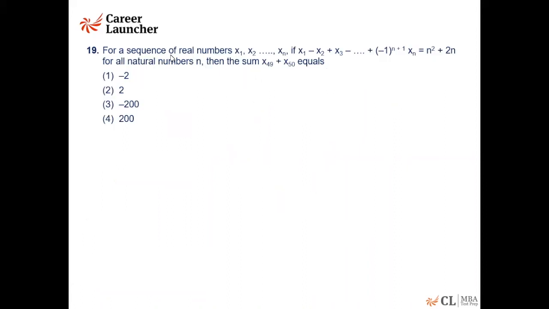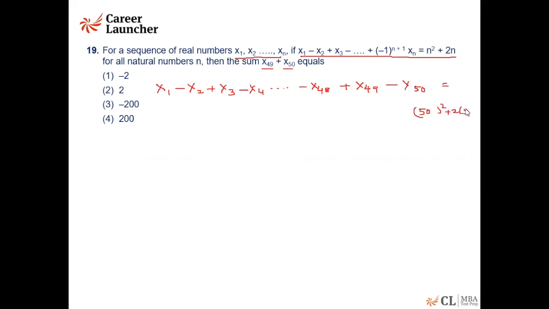4195. So we have a sequence here from x1 to xn where this property is satisfied. So we have to find out x49 plus x50. So let me just imagine x1 minus x2 plus x3 minus x4, and so on, minus x48 plus x49 minus x50. We know that this value will be equal to 50 squared plus 2 into 50.